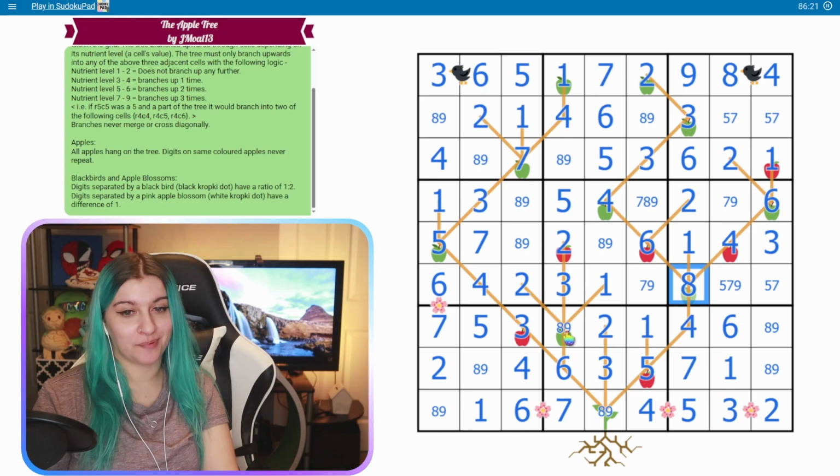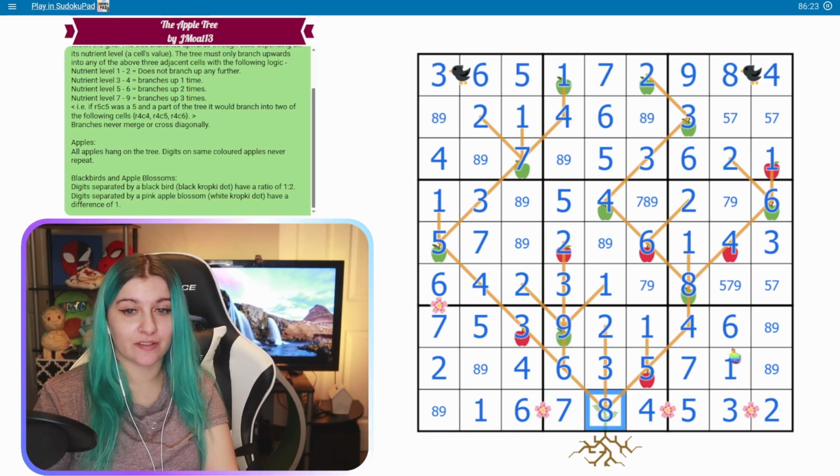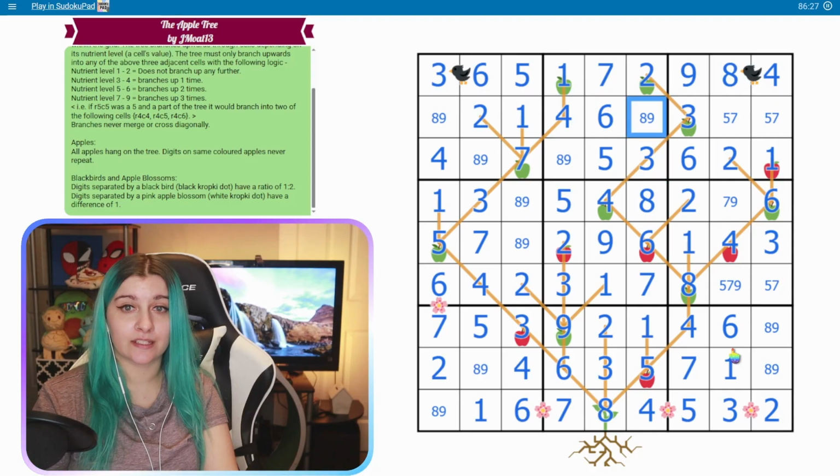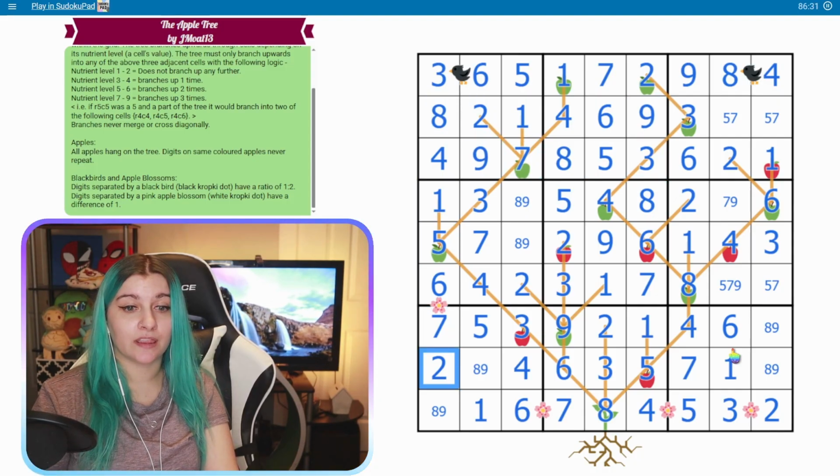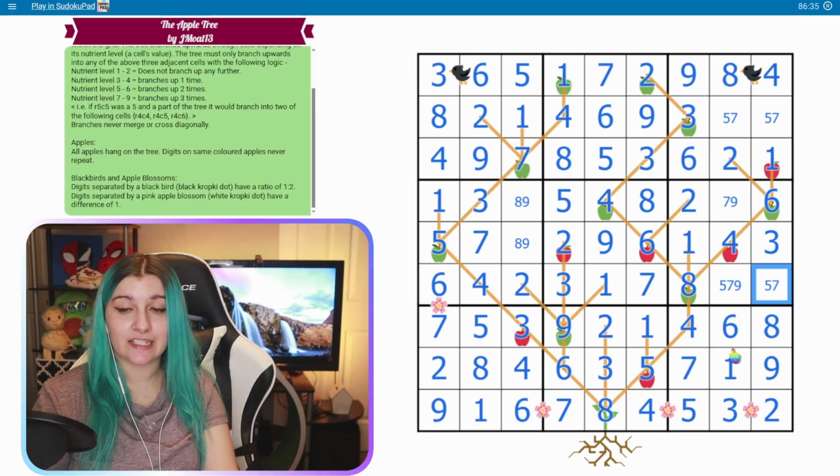Oh, that's on an apple. So this apple needs to be 9, so this needs to be 8. So this needs to be 9, this needs to be 7, this needs to be 8, this needs to be 9, this needs to be 8, this needs to be 9, this is 8. Meaning this is a 9, and this is an 8, and this is a 9, and this is an 8.